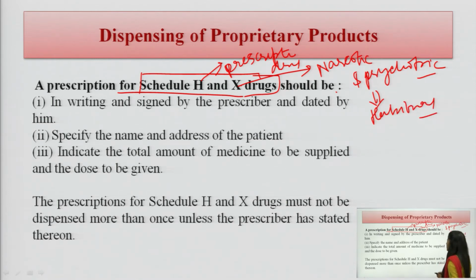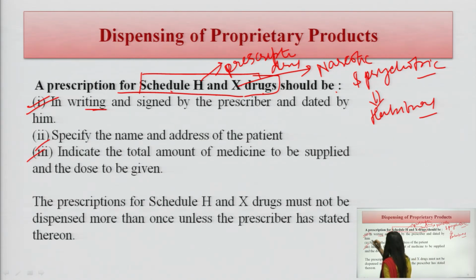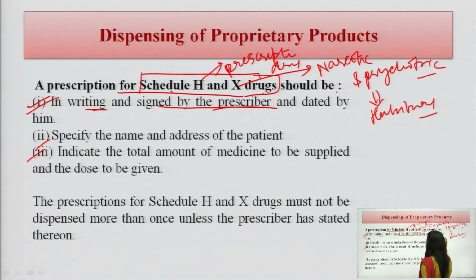So, they must be given carefully. What points will we take care of while dispensing these schedule H and X drugs? The prescription should be in writing; there should not be any verbal communication. Everything should be in writing and signed by the prescriber, meaning the doctor, and dated by him. The prescription should mention for how much time the medication is required. It should specify the name and address of the patient.